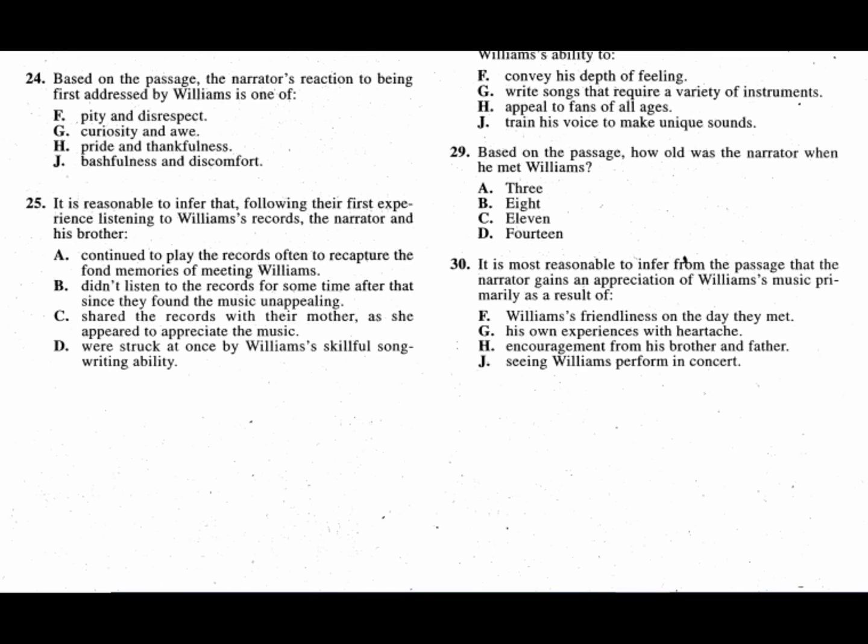All right, kids, problem number 30 is a tricky problem. It's a mystery question here, so make sure that you label that correctly. Then when you look in here, I'm going to show you a trick, okay? It's most reasonably inferred from the passage that the narrator gains appreciation of Williams' music primarily as the result. All right, so here is our noun, Williams, and that's going to be all over. And here is our verb. What's happening with Williams? We're gaining an appreciation. But this word right here jumps off the page, result.